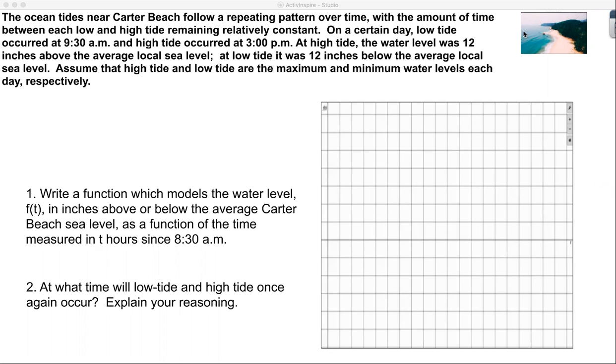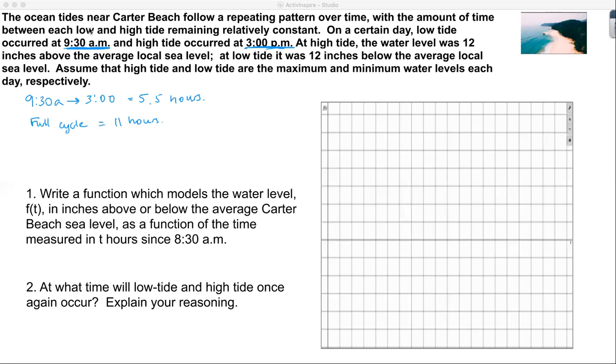First things first, we are told that low tide occurred at 9:30 a.m. and that high tide occurred at 3 p.m. So right away, when I'm seeing these times, I'm thinking, okay, how much time has elapsed from low tide to high tide? That'll help me see how long a full cycle is. From 9:30 a.m. to 3 p.m., how much time has elapsed? Well, 5.5 hours. So this tells me one full cycle, going from low tide to high tide back to low tide, is going to end up taking 11 hours.